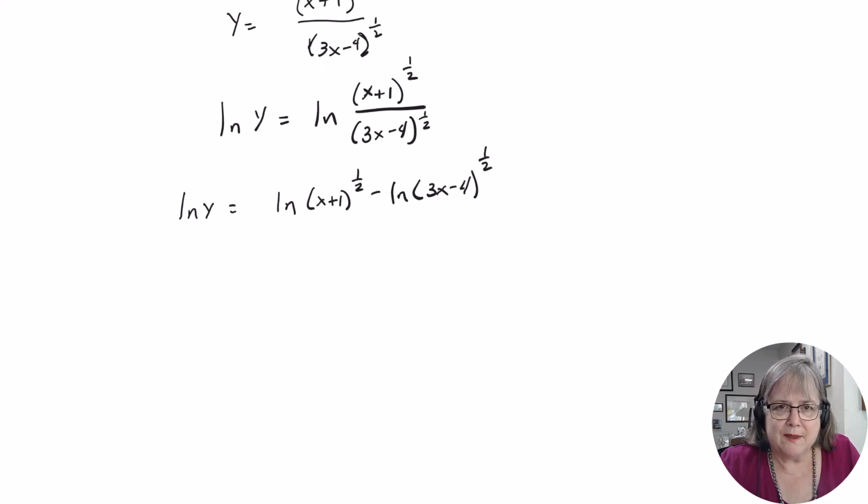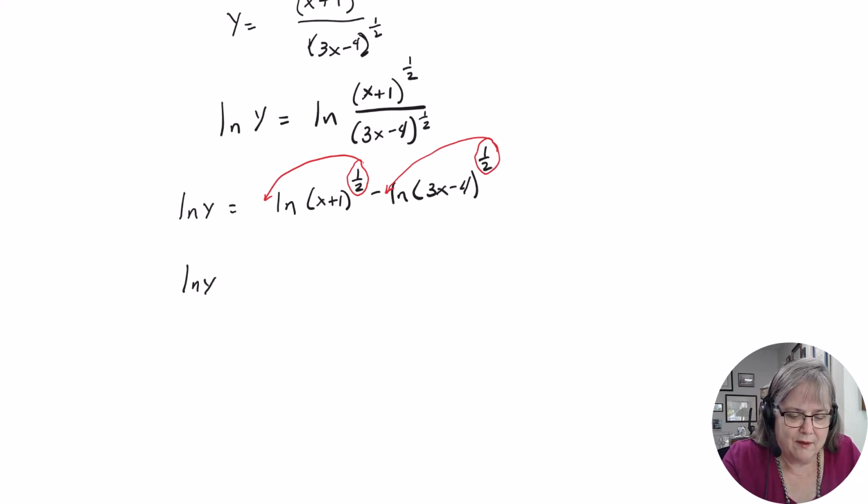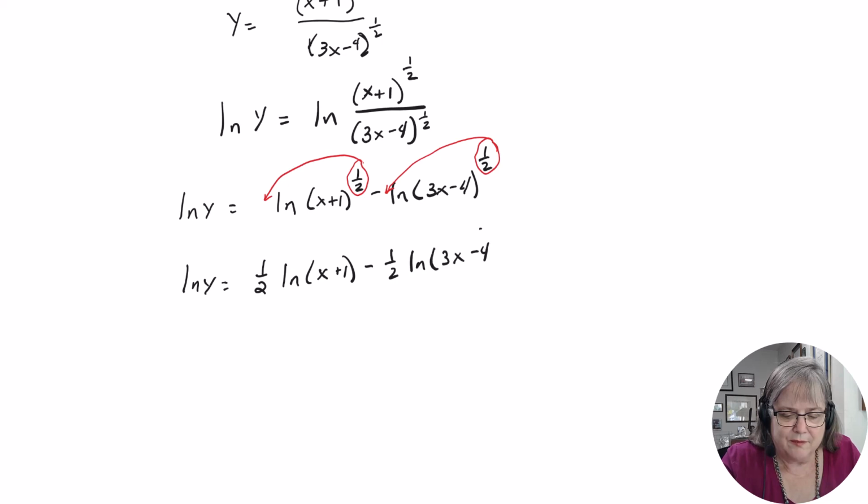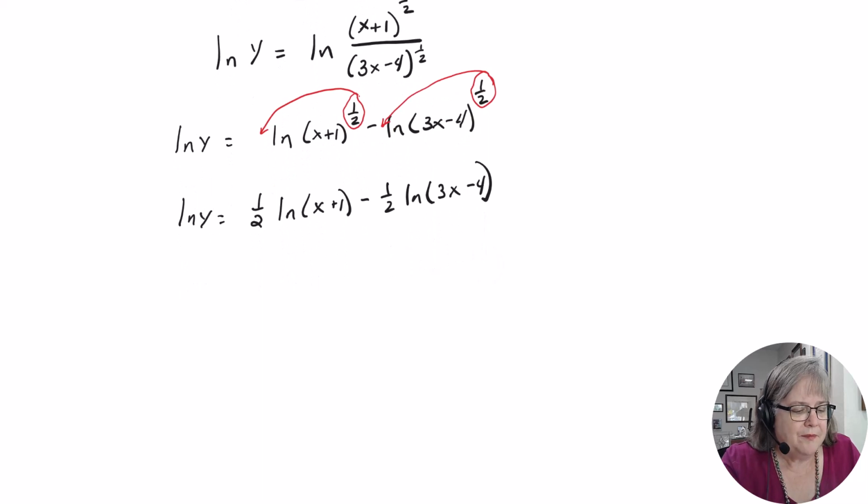So to split this natural log up, you're going to subtract. And then also what you need to remember is that this power right here pulls down in front, like that. Okay, so you have the natural log of y is 1/2 the natural log of x plus 1 minus 1/2 the natural log of 3x minus 4. Okay, now we've got it split down into individual sums and differences of logs, all right?